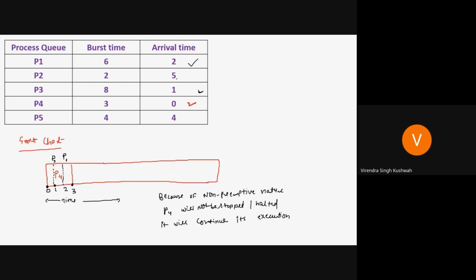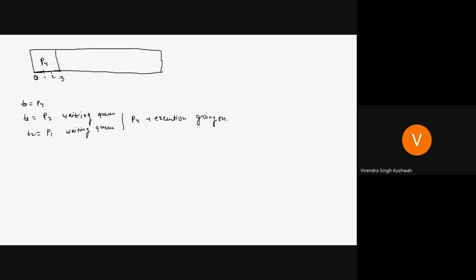Okay. So you can notice arrival time 3 is not mentioned over here, and at the time 3, our P4 is finishing. So the execution of P4 will be completed at time T3. Okay.